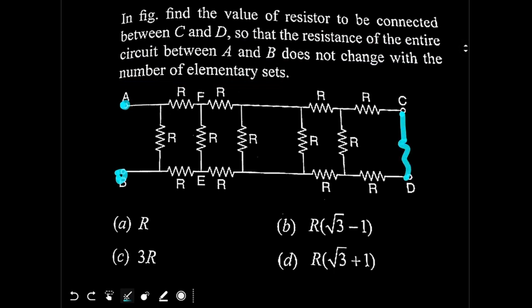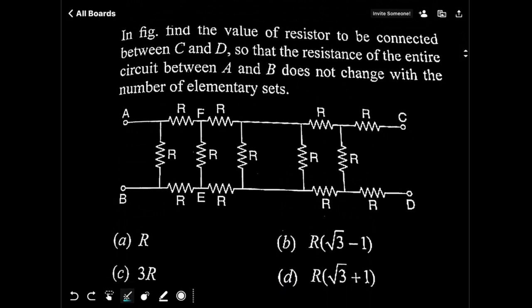We need to connect something over here between C and D so that now you can see there are elementary sets over here, right? So these elementary sets can have any number. Like you could put only one, or you could put hundred, thousands, any number of elementary sets, so that the net resistance between A and B does not change. So basically this is exactly same as infinite ladder circuit. Whether you put infinite elementary sets, or you put a single elementary set, the result should come out to be same. Okay, so how do we do it?